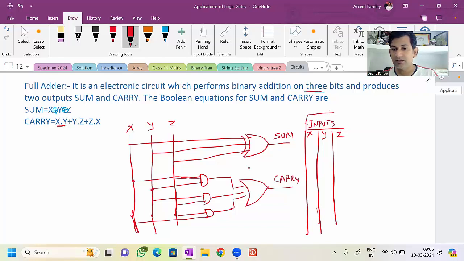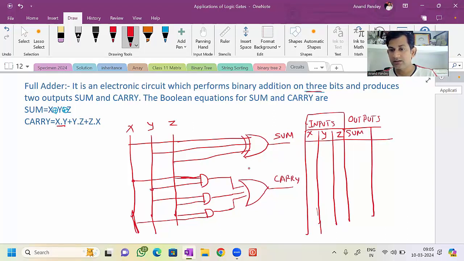Okay, inputs. 3 inputs, and how many outputs? Outputs are same. Here also 2 outputs. Number of outputs are here too same. Outputs are sum and carry. Sum and carry. Okay, so now you know how to draw the truth table for 3 inputs.